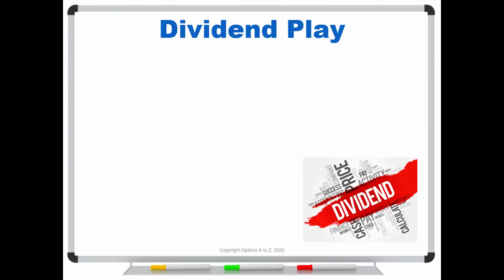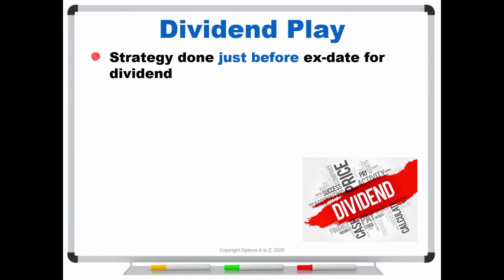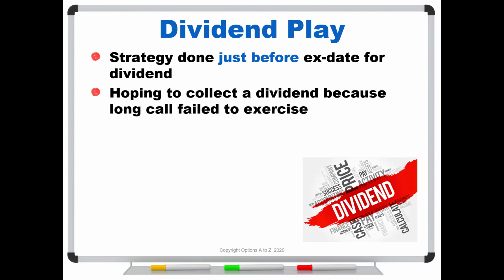Well, it's actually a very interesting, probably one of the more interesting strategies in all of options. And it's a strategy that is done just before the X date for the dividend. What the trader's doing is hoping to collect a dividend because the long call failed to exercise. So it's a strategy that actually falls into what's called a risk arb. It's not a true arbitrage. There's a little bit of a risk to it in the fact that you might not succeed. So the philosophy here is that you might win, but you really can't lose.